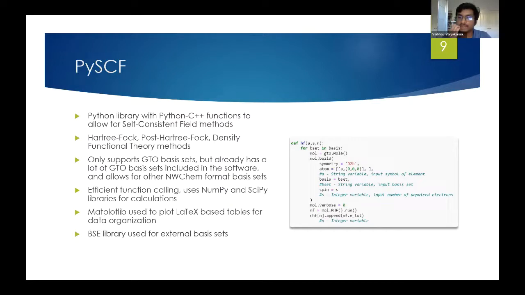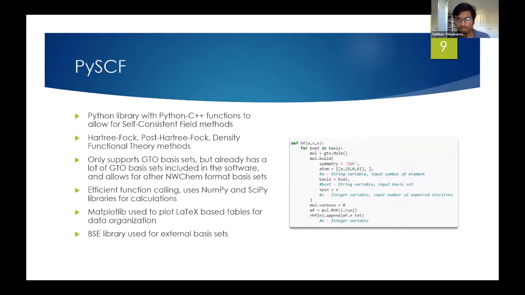PySCF stands for Python Self-Consistent Field Method Library. As the name suggests, it's a library with Python and C++ functions and modules that allows for a whole range of self-consistent field methods, including Hartree-Fock and a bunch of post-Hartree-Fock methods, as well as, for those in the chemistry groups who do it, density functional theory. Now, we are only able to use Gaussian-type orbital basis sets in this and not Slater-type orbitals, but it supports Gaussian-type orbitals really, really well. And that's what we are also exploring, right? Our STO-nG basis sets. So we decided to go ahead with PySCF for that.